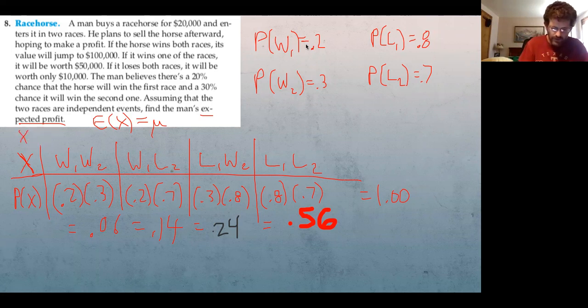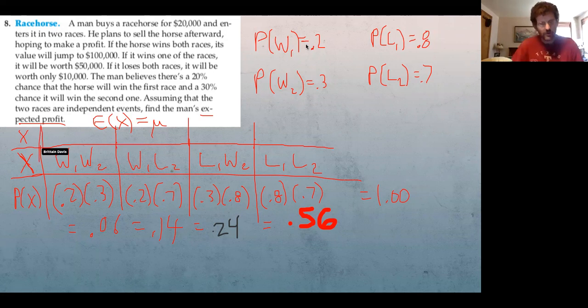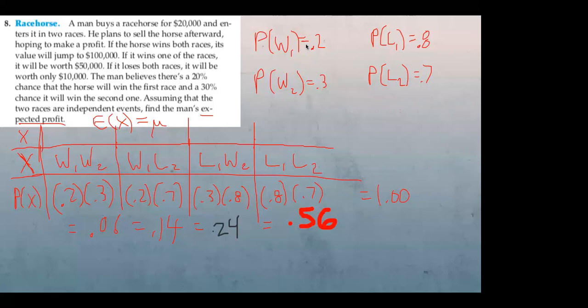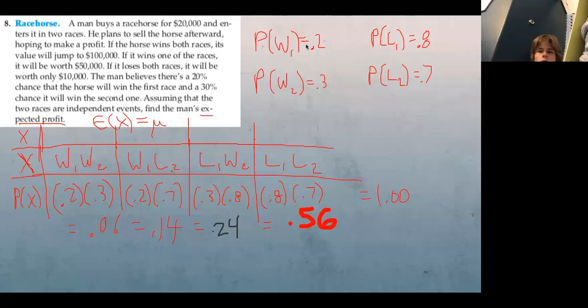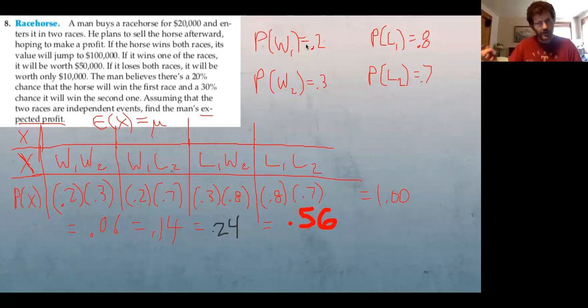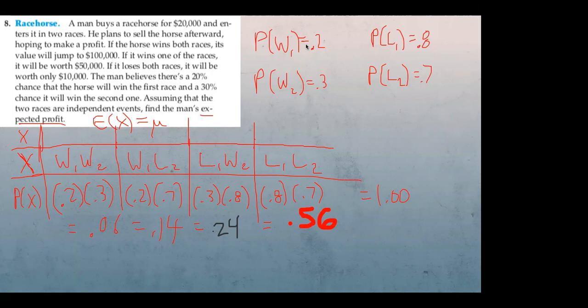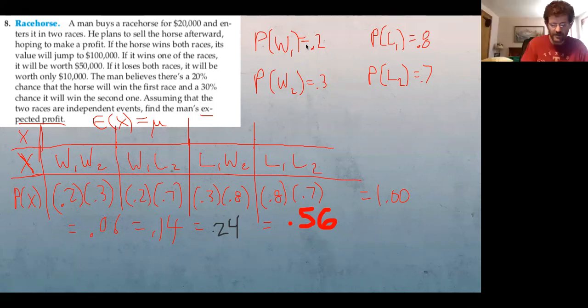We need to see the actual outcomes in terms of winnings. So in the first case, winning both races, what are the profits? 100,000. Not 100,000. 80,000. There it is. So it's the 100,000. And then how do we get the 80,000? Minus the amount he bought the horse for. There it is. There's that sunken cost in the horse.